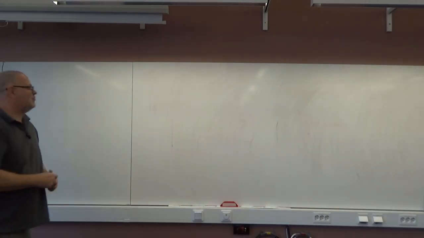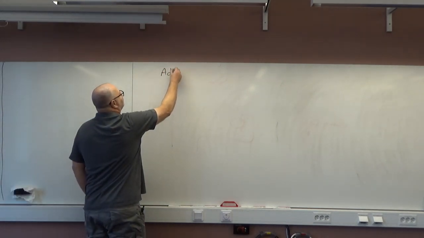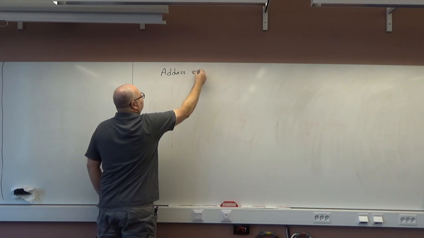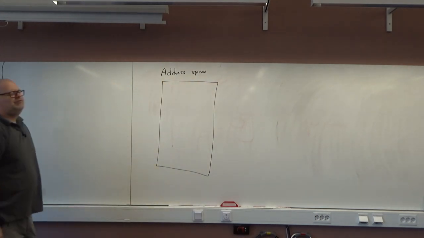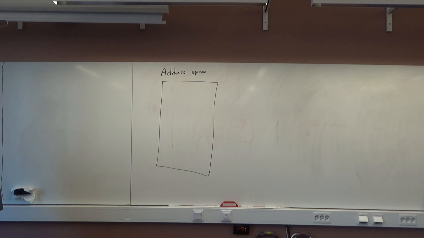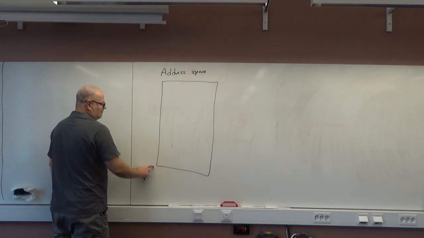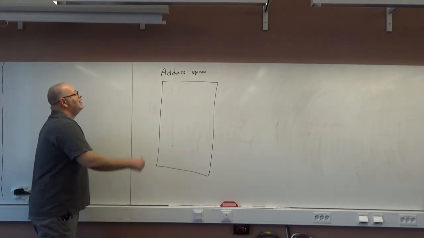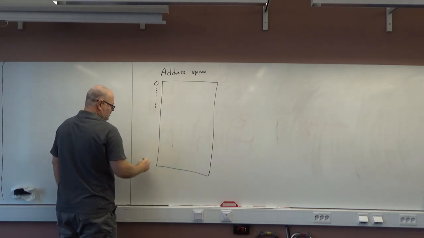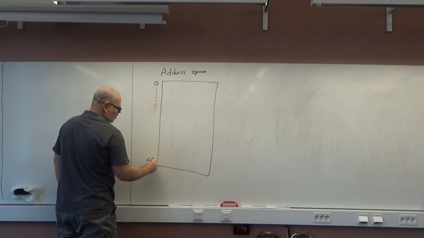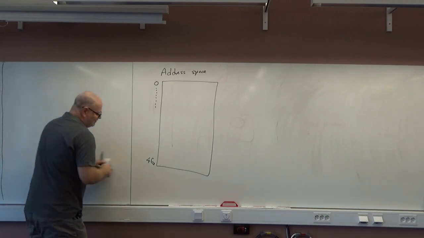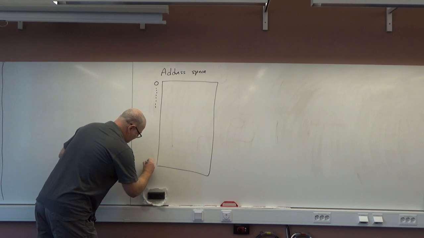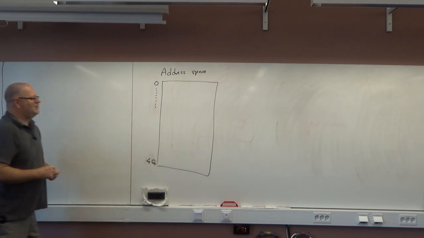The address space, or the memory space, which is the memory address space. If you have a 32-bit architecture, then you have a little more than 4 billion addresses. That is a number 4 with 9 zeros. Or 4 gigabytes, or 4 gigabytes minus 1 as the final address here. And this does not say 46, it says 4G as in gigabytes.